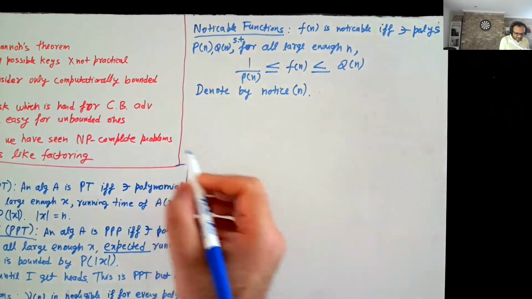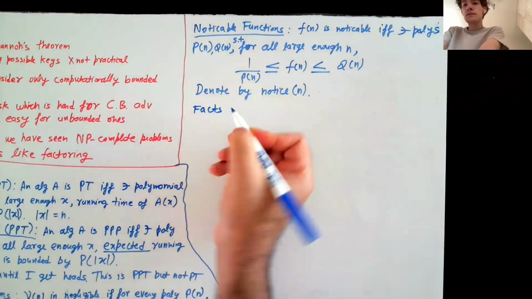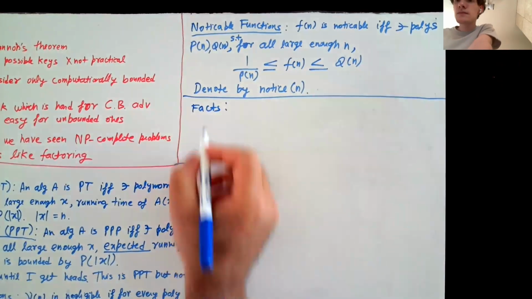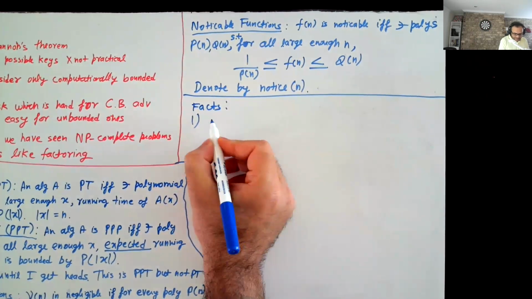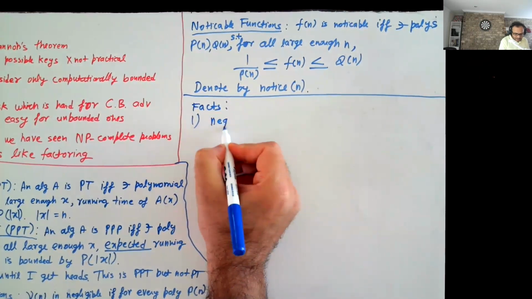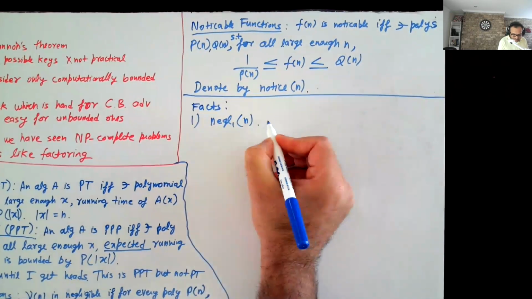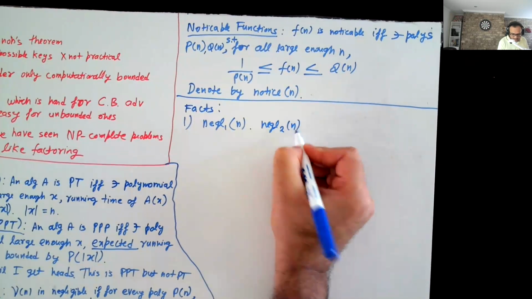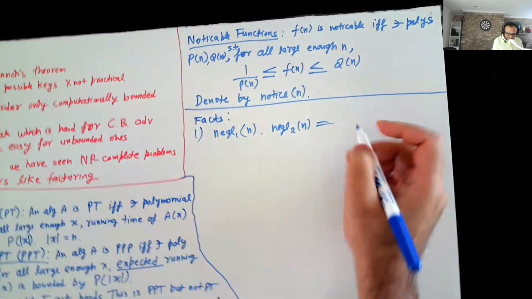And some simple facts to keep in mind. So the first one is, suppose I have two negligible functions, negligible of n times negligible of n. What is that equal to? That's also negligible.